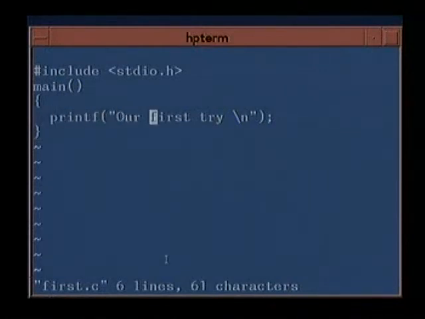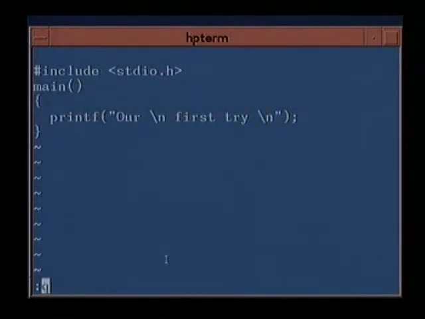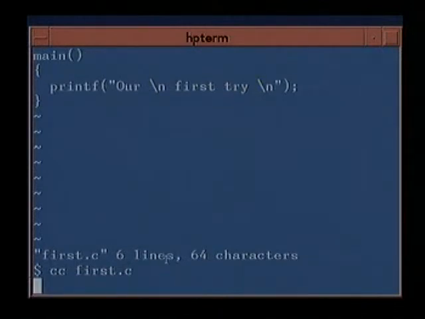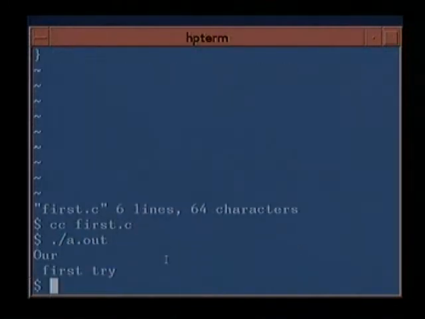Now we could have put another \n here, between our and first try. Then what would happen is that after printing our, it would give a new line and then print first try in the next line. If we execute this, here I am compiling the program with the CC compiler. CC is the compiler, and it creates an a.out file which is executable. So this a.out file has to run, and you'll see our is now printed first, and then first try in the next line.